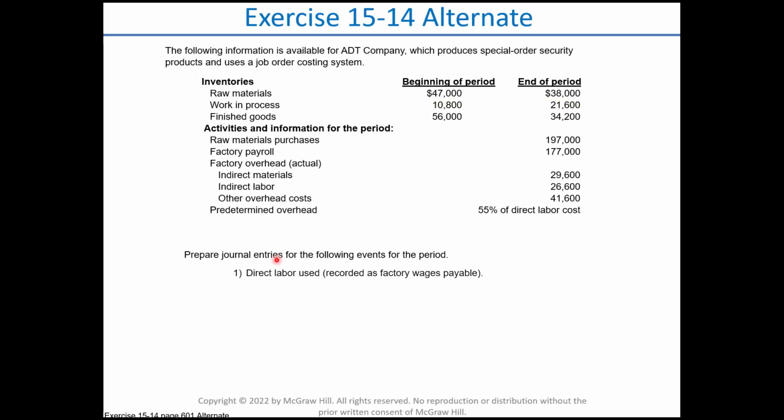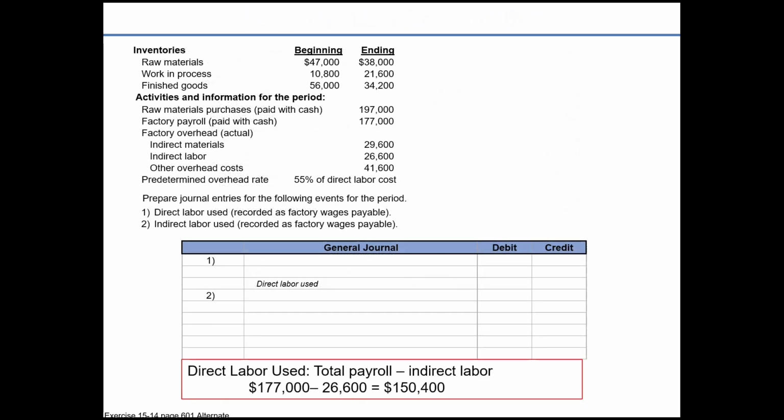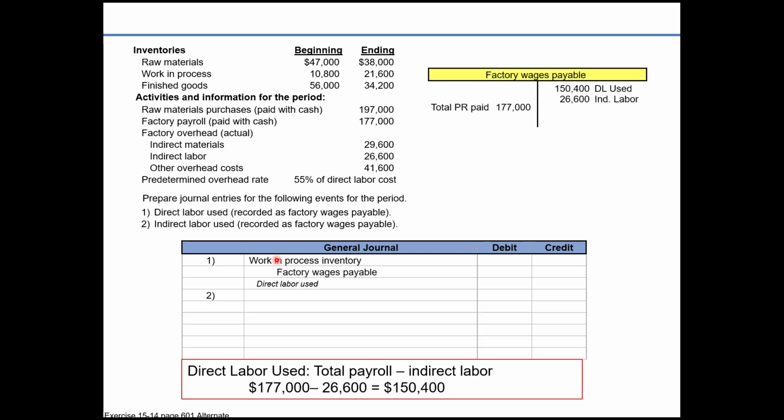Next, we want to look at the journal entries related to labor. So first we'll have direct labor, which also went into work in process inventory, just like direct materials. The credit here is to the factory wages payable, so we can reduce that payable account. And the indirect labor goes into factory overhead just like indirect materials did. And the credit is to the same as the direct labor, factory wages payable.